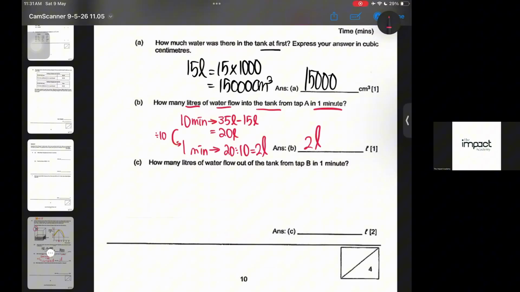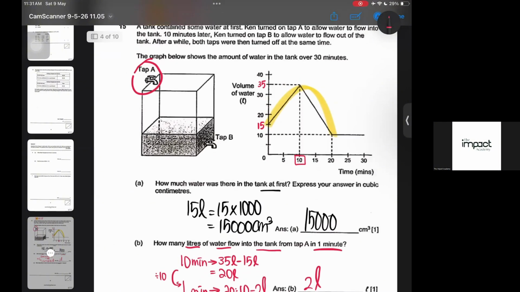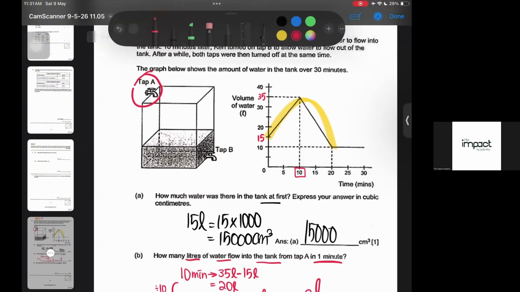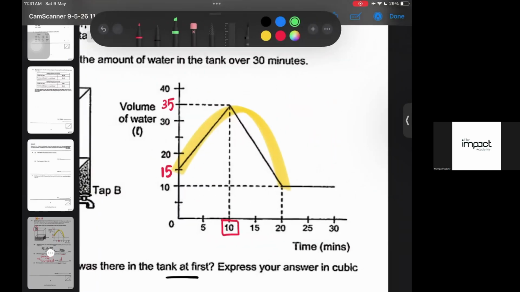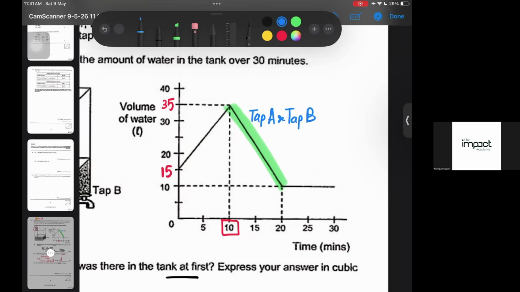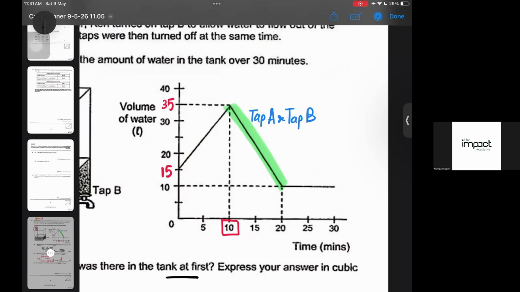Okay. Now, after that, how many liters of water flow out of the tank from tap B in 1 minute? Let's ask ourselves, can you all see what happens? The water drops, right? But you all forgot already, this is both tap A and tap B. So you have to remember tap A is still adding water. But tap B is taking water faster than tap A. Don't know how to do? Don't worry, you text us, okay?